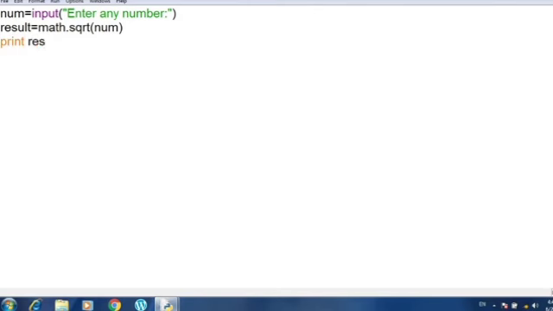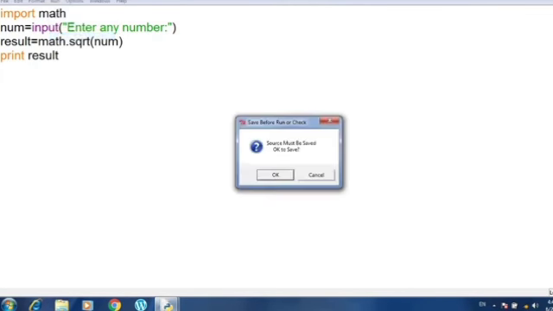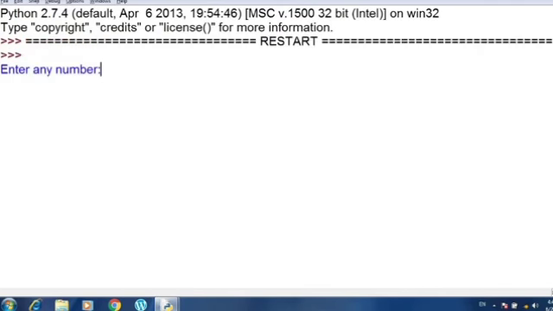However, for using this sqrt function of the math module, which is already defined in the Python standard library, I have to import this math module. So you have to write a simple line, import math. Only this word you have to write. Now save the program, execute it, and you can see the answer. Enter any number. Suppose I have written 9, so it will give you the answer 3.0. Square root of 9 is 3.0.